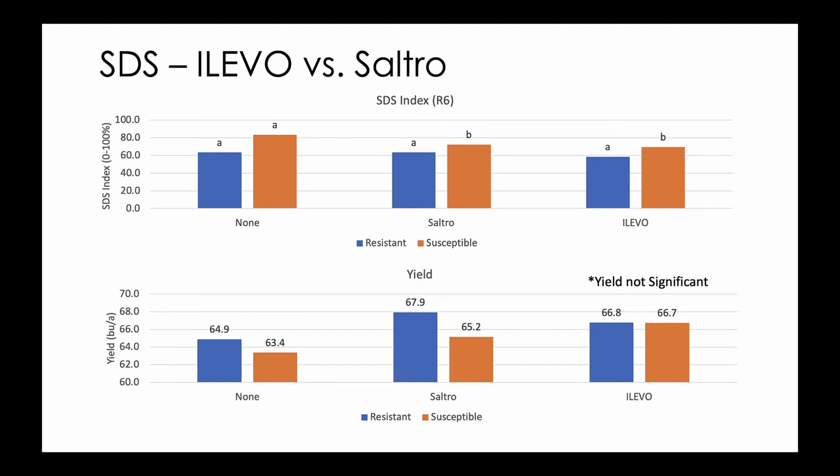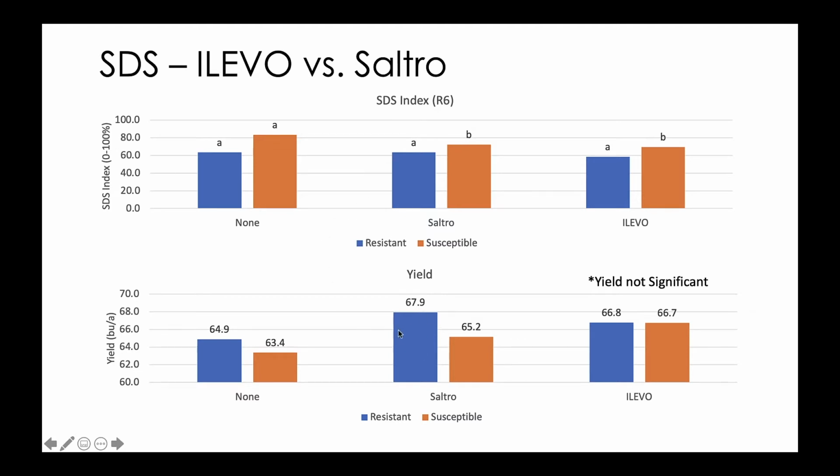Here's our SDS trial. This was conducted in Brooklyn, Wisconsin at the O'Brien Brothers Farm. You can see the SDS index in the upper chart, yield in the lower chart, and we're comparing a resistant variety with a susceptible variety where we've layered either the Saltro or Olivo seed treatments on the resistance, and we're comparing that against the non-treated control. You'll notice that the resistant variety is not responding too much to the seed treatment, but the susceptible variety is giving us a nice reduction where we have either Saltro or Olivo. And you'll notice that both Saltro and Olivo are comparable in terms of disease index reduction.